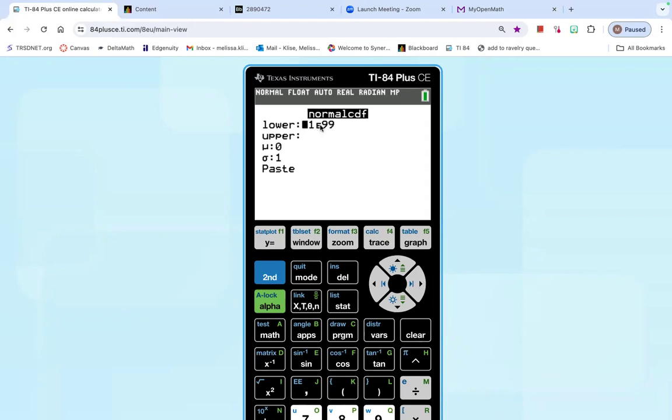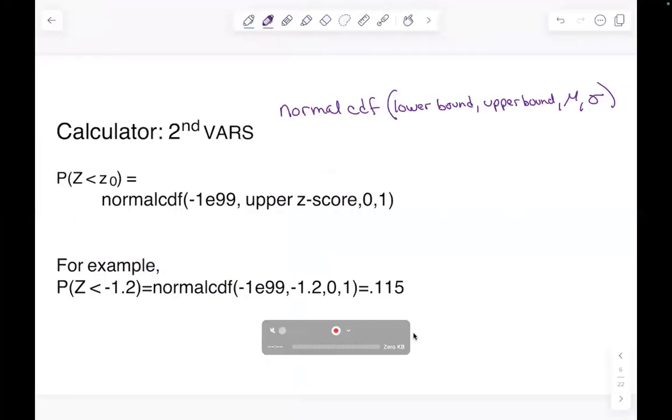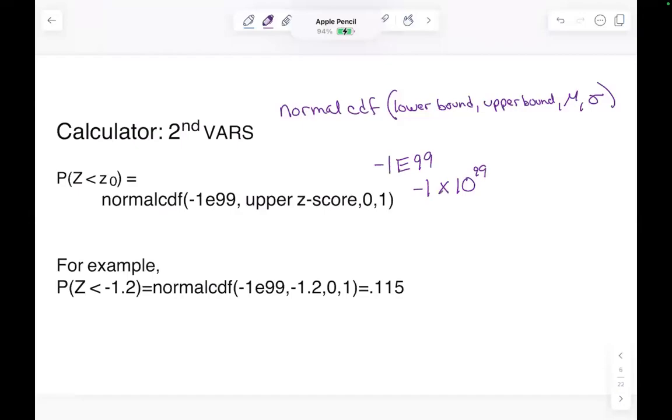So my lower bound is negative 1E99. Basically, what this stands for is negative 1 times 10 to the 99th power. It is a really, really small number. It's negative 1 with 99 zeros behind it. So basically it's our infinity. Let me show you where to find the E.